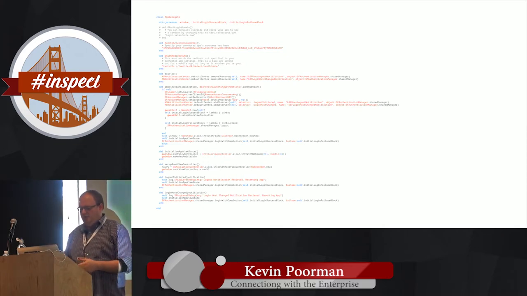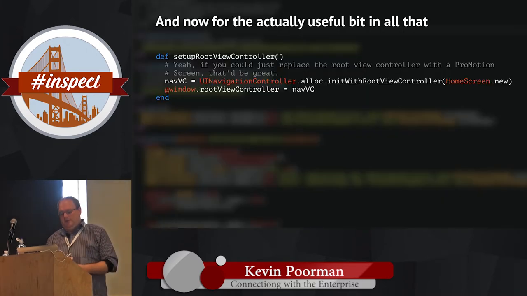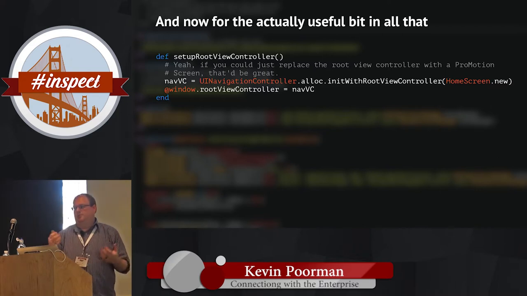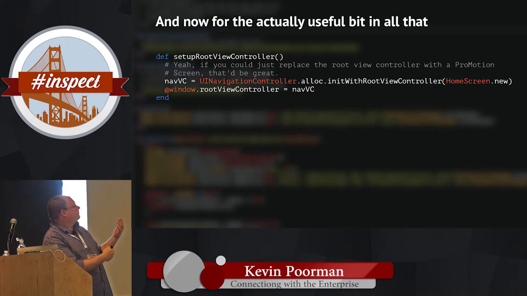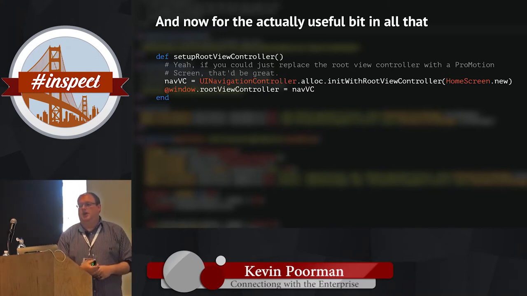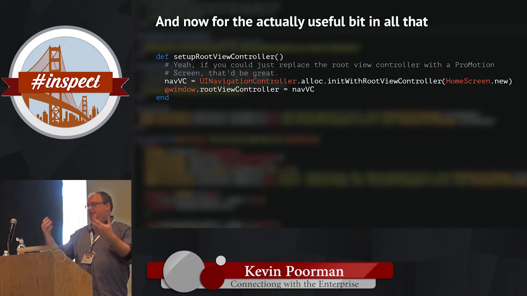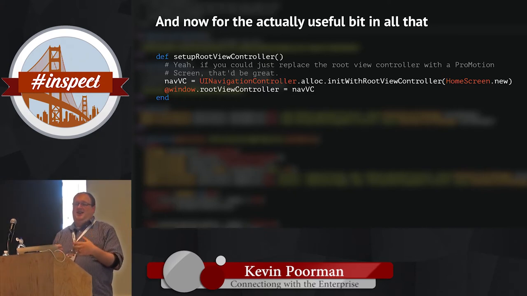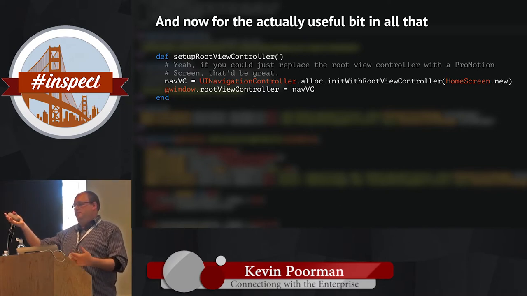But there's this one little bit in my app delegate, in that whole wall of code, that actually boots me into ProMotion. I'm going to pass off a home screen, a ProMotion screen, directly into my root view controller as my navigation controller. And doing so, you can basically adopt any SDK that has a weird app delegate, do what they want you to do, and then boot it into ProMotion. Quick and easy. That right there is worth the price of admission to just about anything.